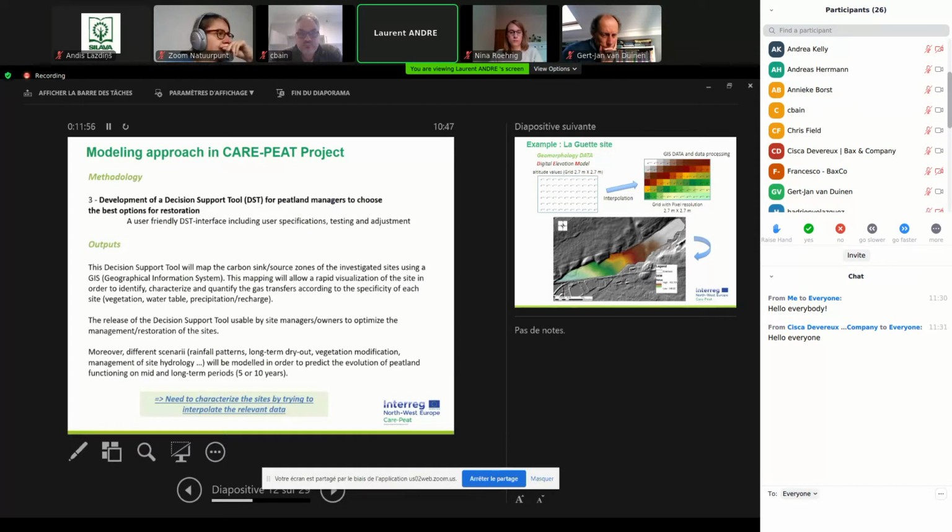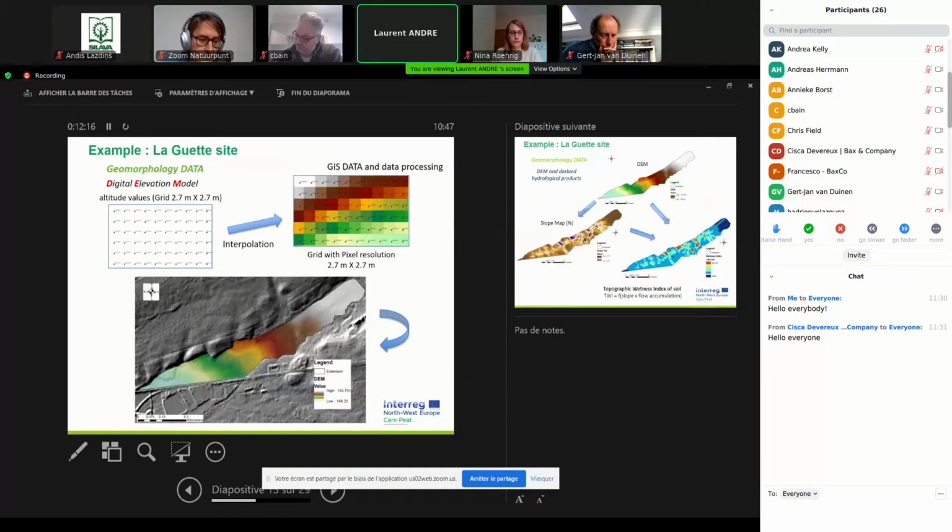So, of course, to do that, we need some work before releasing this tool, and we need to characterize the sites by trying to interpolate the relevant data. So we are working on different parameters. So for example, of course, we are starting with the digital elevation model. So by some interpolation, we can reproduce the topography of the surface and the elevation of the surface.